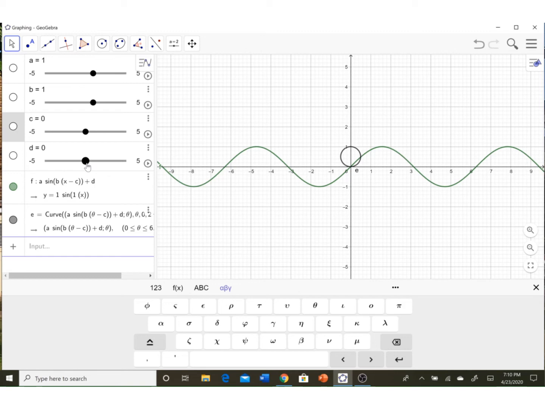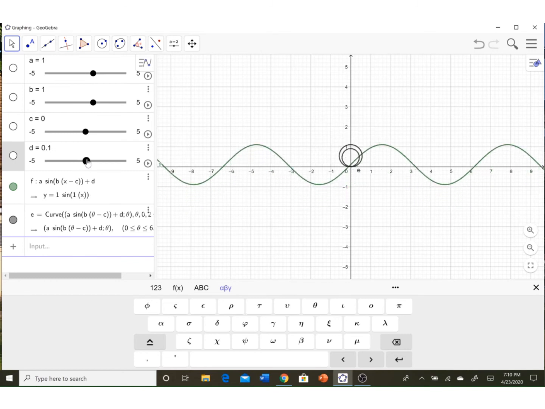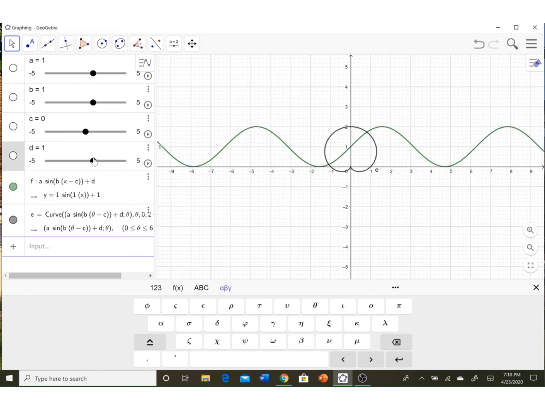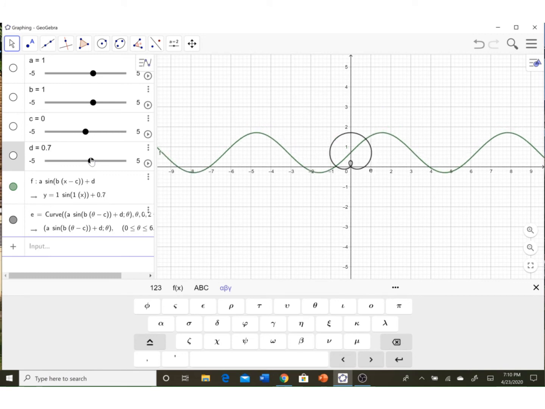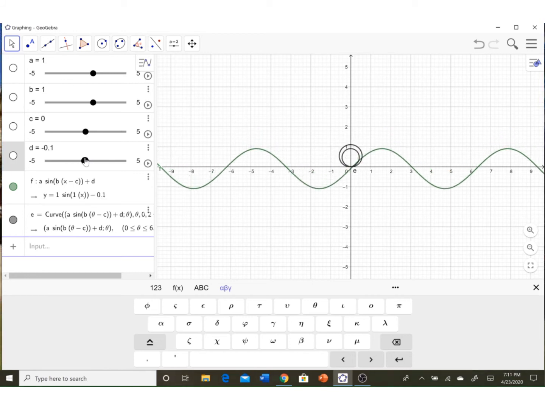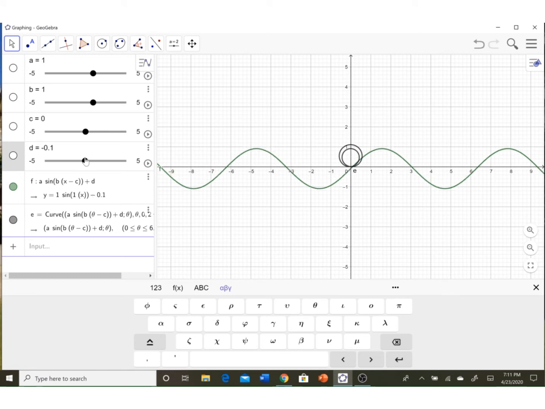What about D? That just moves the Cartesian graph up and down, but look what it does to the polar graph. Let's see, when I touch the axis, I get that little cusp. And when I go below the axis, there's a little curl. Wonder why that is. Well, that's something you can play around with. Okay, one more time. If I have trouble with this, all you have to do is type in d equals 0.